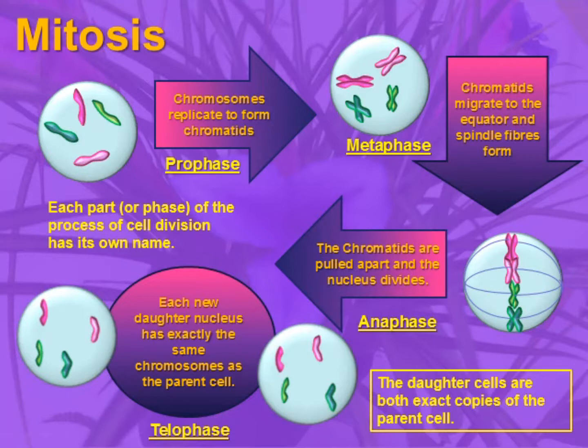So as we can see, each part of the process has its own name, and the first phase is called prophase, as the replication takes place. Then we have metaphase, as the chromatids prepare for division, and then anaphase, as the chromatids are pulled apart and the nucleus divides, and then telophase, which completes the cell division and produces two completely identical daughter cells.